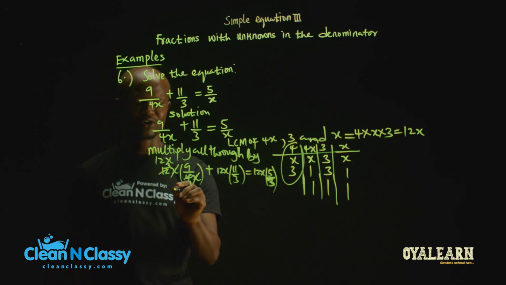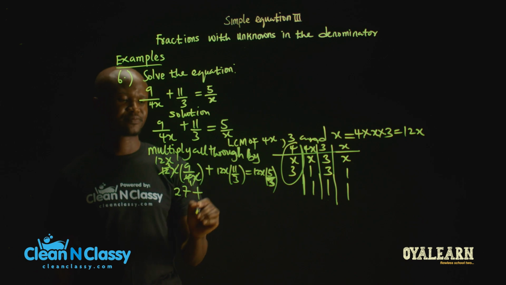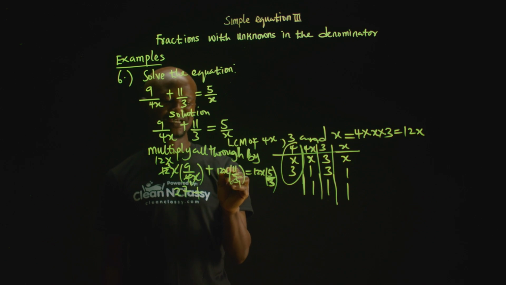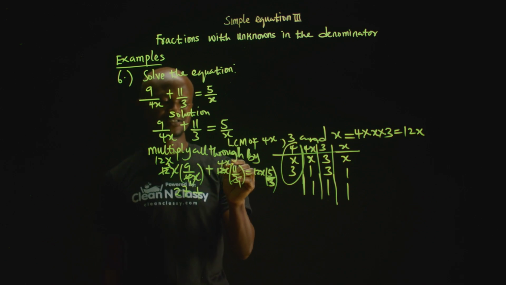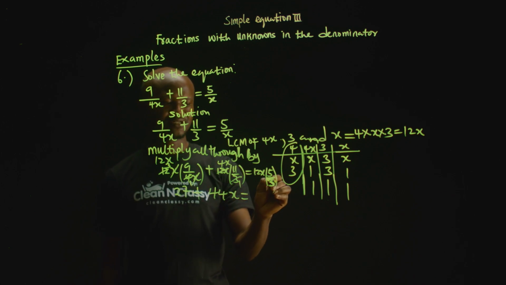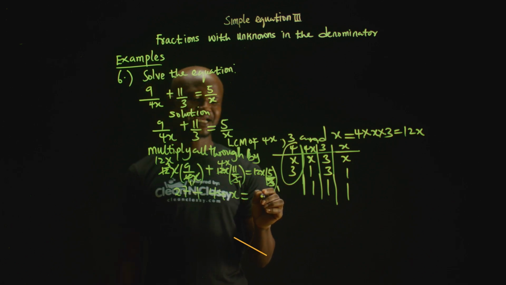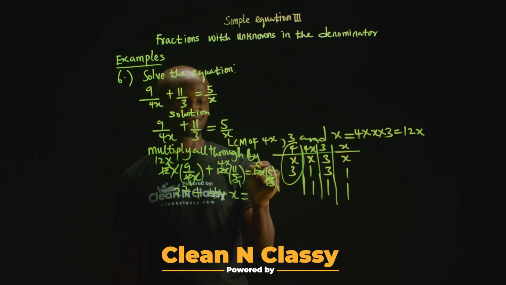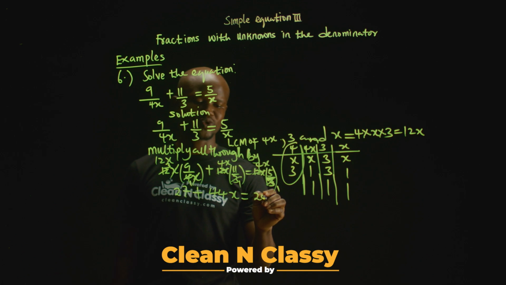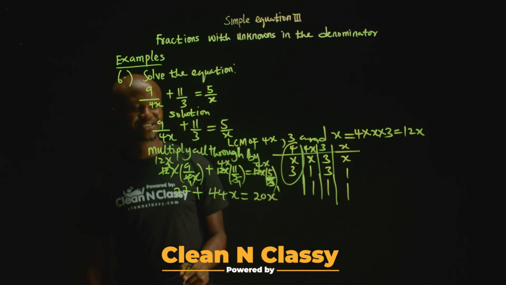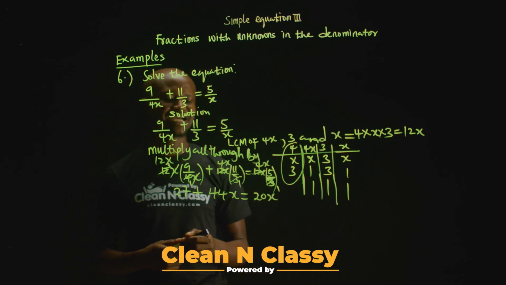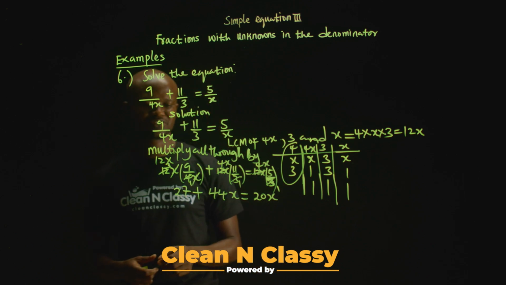Now, 4 here 1, 4 in 12 we have 3. So 3 times 9 will give us 27. Plus 3 here 1, then 3 in 12x will give us 4x. 4x times 11 is 44x. x here 1, then 12 is 12. 12 times 5 will give us 60. So in this case, the next thing for us to do is to collect the like terms.